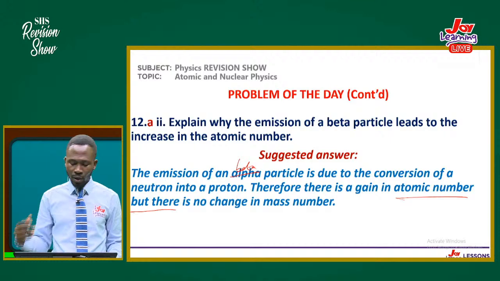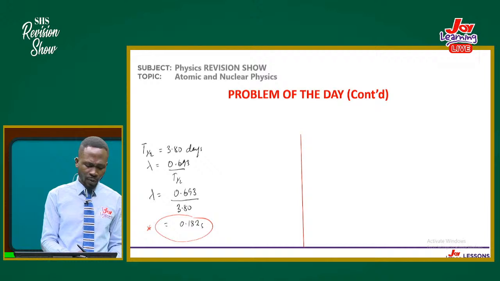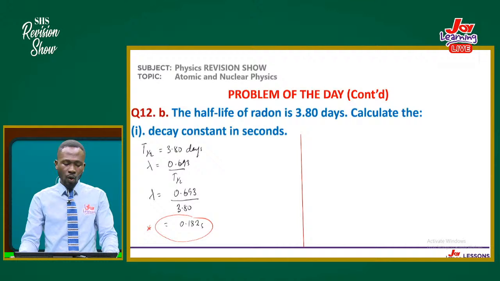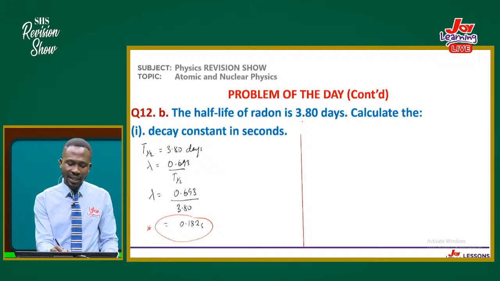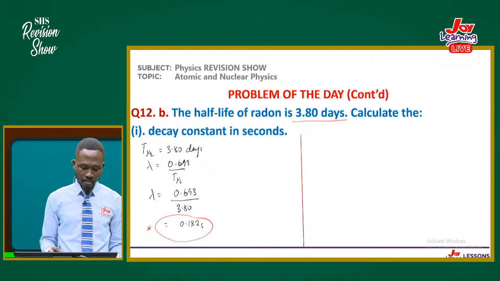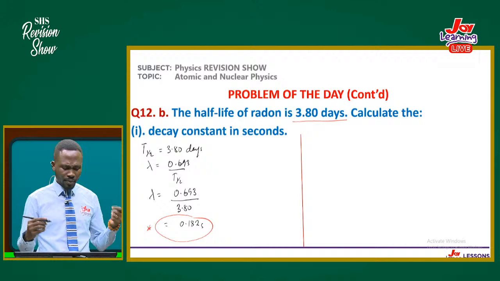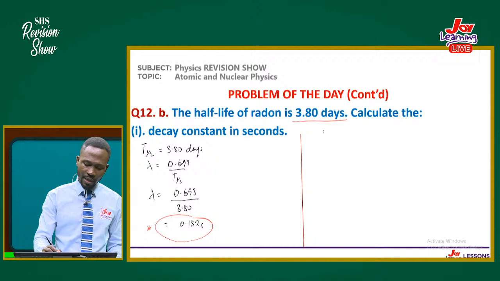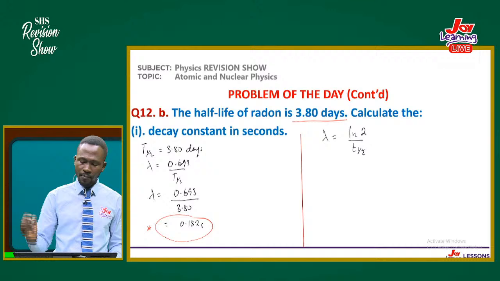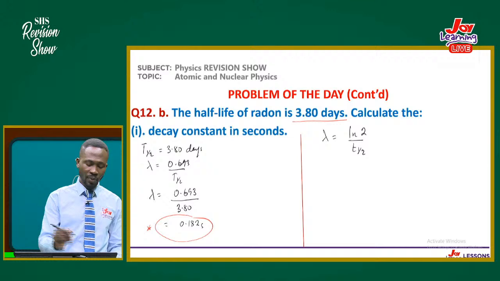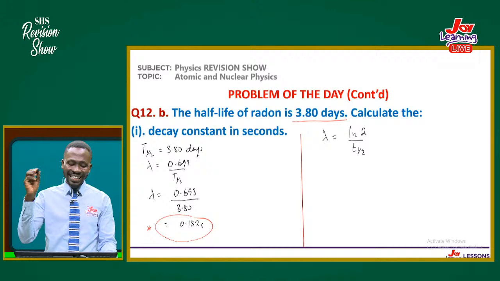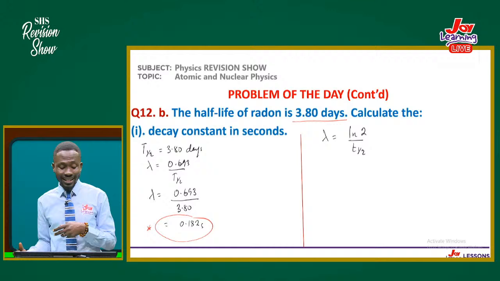That one is okay from Joseph's answer. But we have a little problem here. We're asked to find the decay constant in seconds, but the half-life of radon is in days. This is where I think Joseph has to polish what he did a little bit. It's good we have the half-life. We have the formula which says our decay constant lambda is ln 2 over the half-life. So we don't have a problem with the formula. He gave it to us as ln 2, the same as 0.693. But the problem is that we have been given 3.80 days, and we need the answer in seconds. So what do we do?